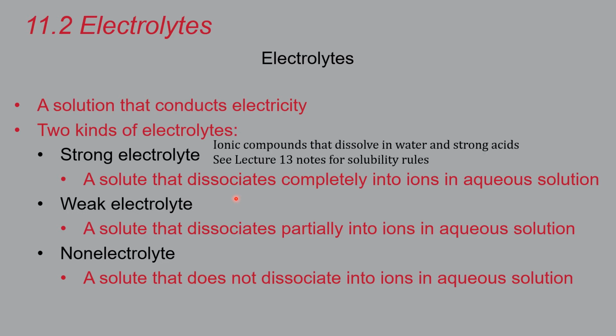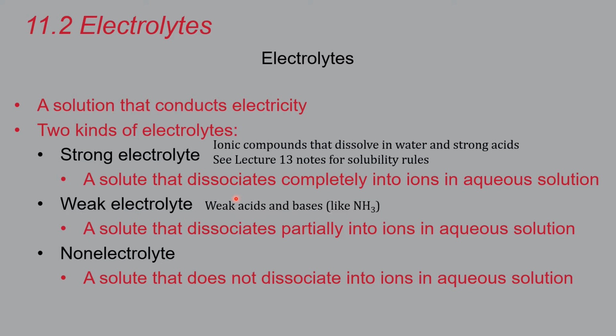So strong electrolytes are typically going to be ionic compounds that dissolve in water, and strong acids. So you might want to go back to lecture, I think it was lecture 13, when we talked about solubility rules. So not all ionic compounds are strong electrolytes. They have to be soluble, and if they are, then they are also a strong electrolyte.